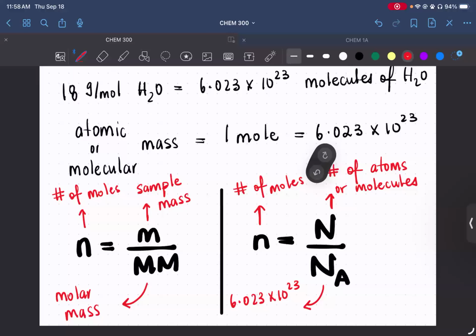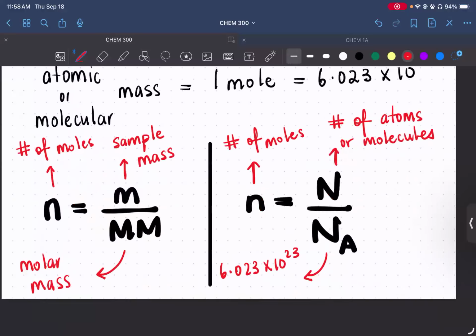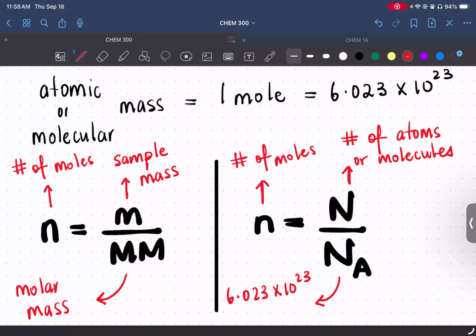Everyone should have a copy of the in-class problem set in front of them. Is there anyone who does not have a copy? See one hand. Is there anyone else who does not have a copy? Bigger. Like that?